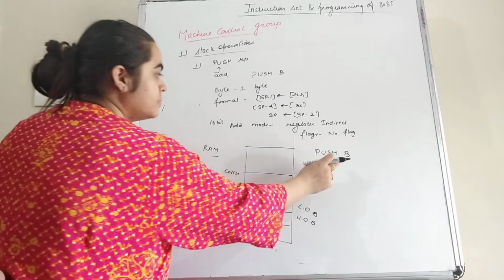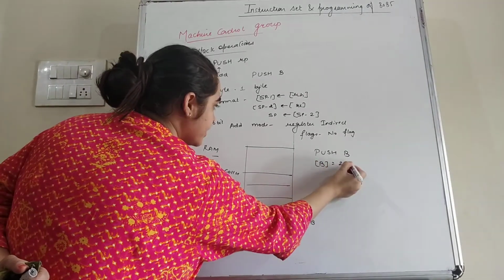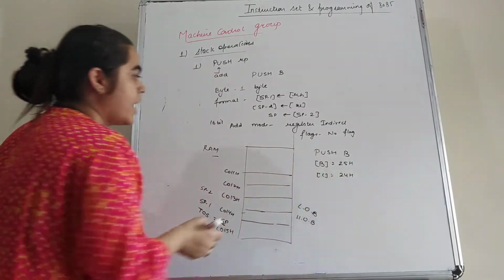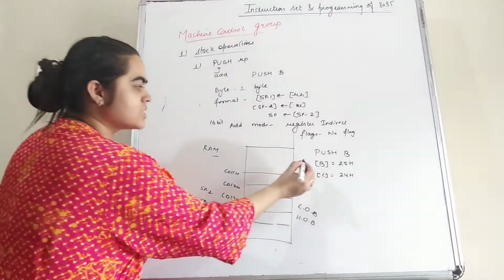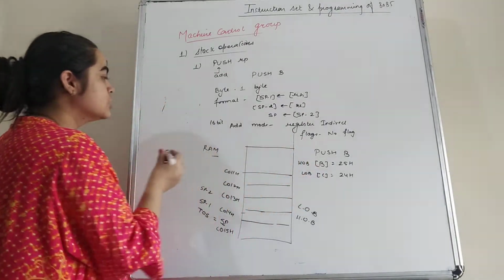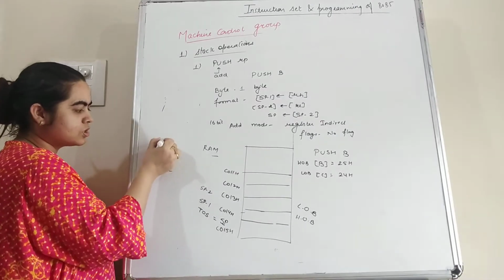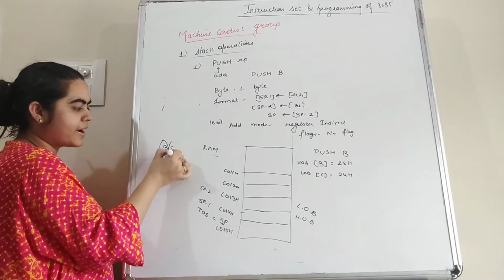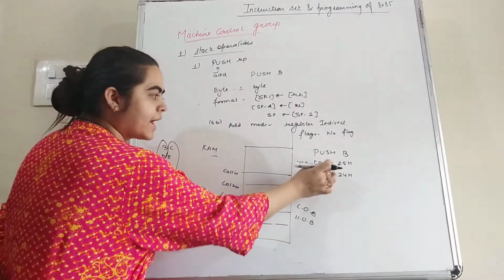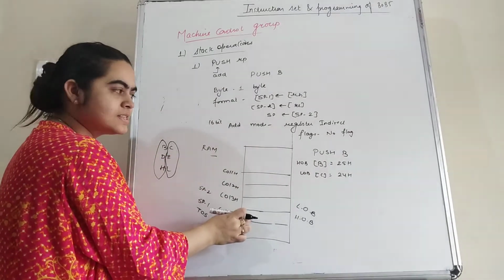So PUSH B means, suppose in B we have contents 25H and in C we have contents 24H. That means this is the higher order byte and this is the lower order byte. In the register pairs BC, DE and HL, B, D and H are the higher order bytes and C, E and L are the lower order bytes. So the higher order byte, that is the contents of B, we push into C014H.